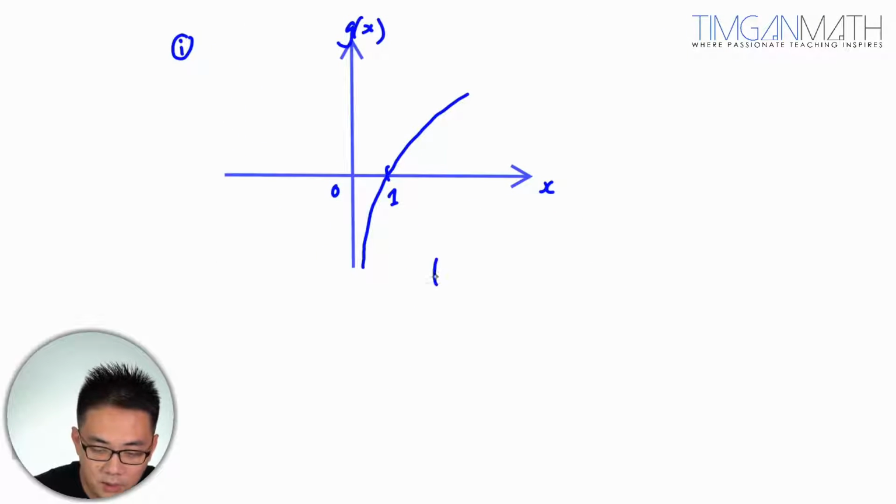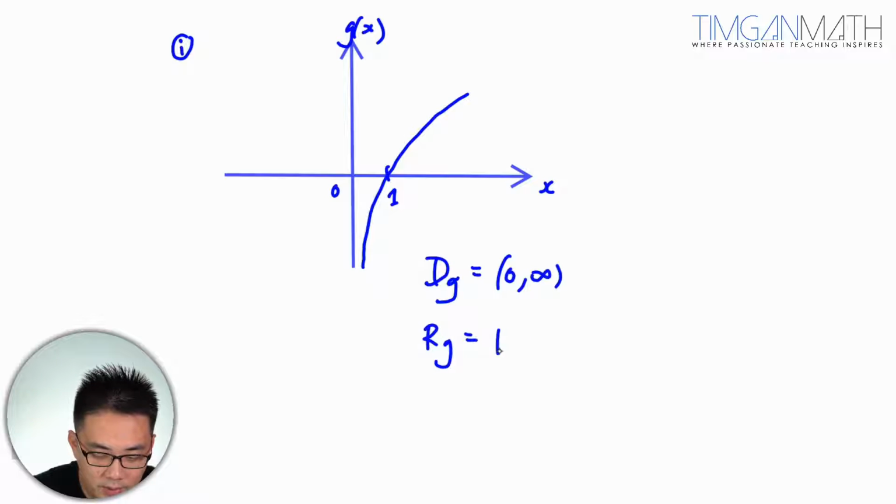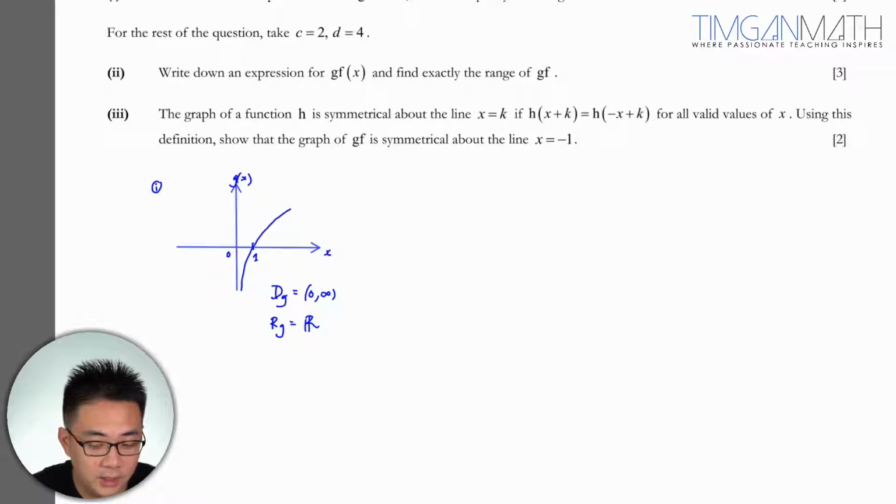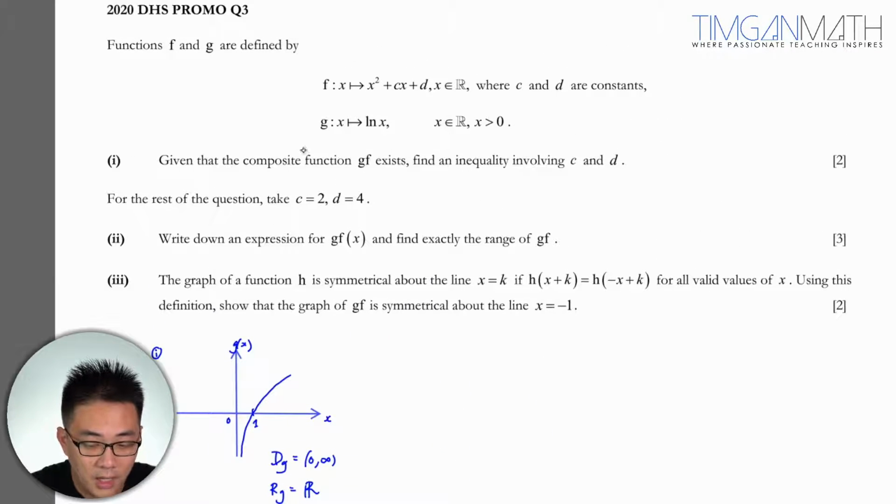From here we know that the domain of g is just 0 to infinity, and the range of g is all real numbers, negative infinity to infinity. So we're done with g(x).